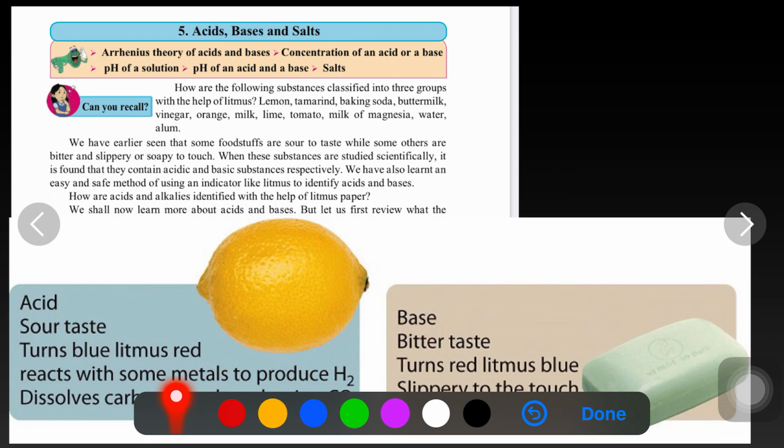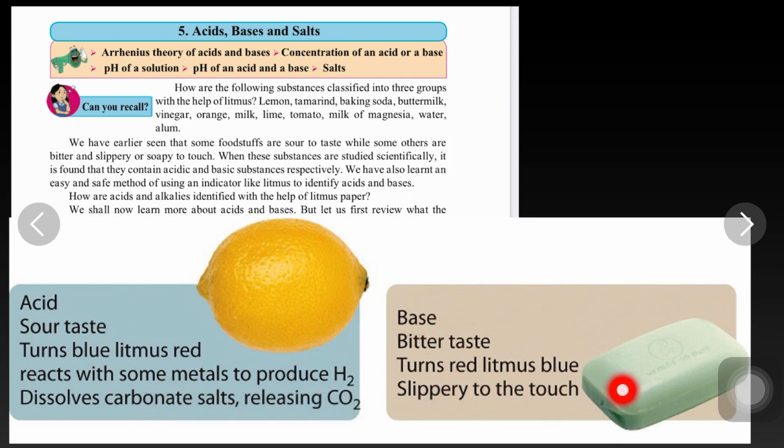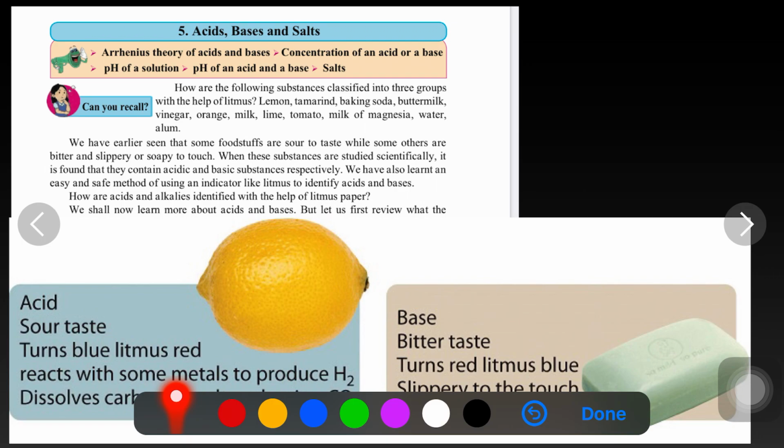Okay students, let us see what are acids and bases. We have already learned earlier that some foodstuffs are sour to taste. For example, lemon, grapes, oranges are sour to taste, while others are bitter and slippery or soapy to touch. When these substances are studied scientifically, it is found that they contain acidic and basic substances respectively.